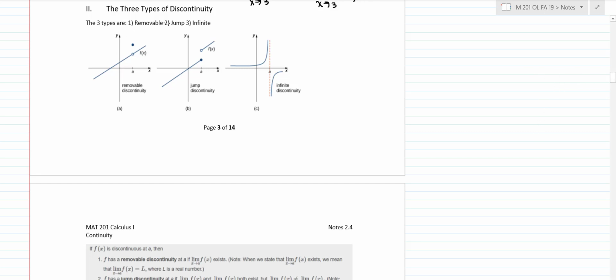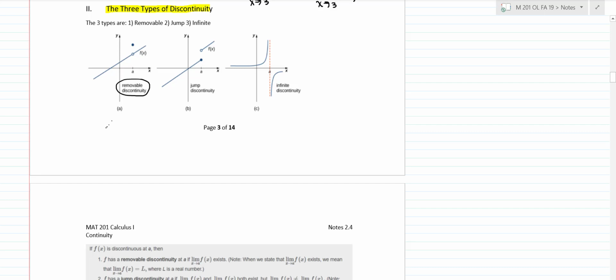Let's take a look at this section, which is going to be kind of brief, where we are just looking at the three types of discontinuity. We talked about what continuity is and what it means for a function to be discontinuous at a point. Well, we classify it this way. Anytime you have just a bubble, where the left and right hand limit are coming together at the same point, we call that a removable discontinuity. A jump discontinuity is when there's a jump and the left and right hand limit are not equal.